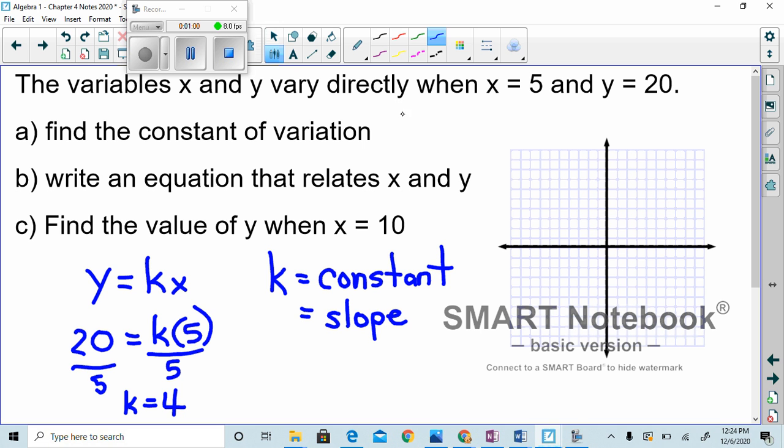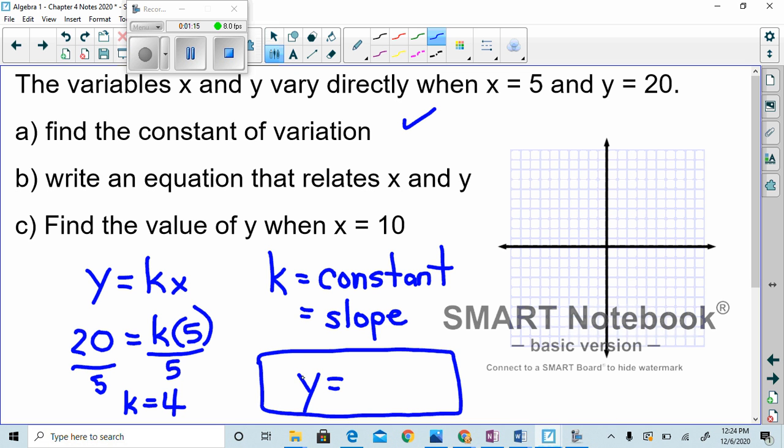So now that we have the constant of variation, we need to write the equation that relates these two. And this is where some of you had a little trouble on the homework. When I want to write the equation, I go back to the model, and all I do is replace the given value that we found for k into the model. That's the equation that relates the variables x and y.